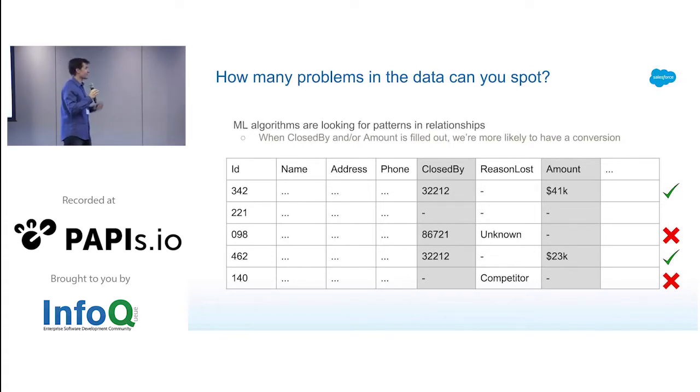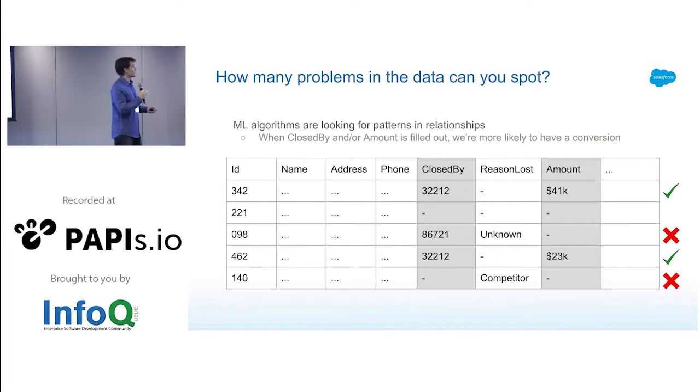But the machine learning algorithm, at its heart, is just looking for patterns in relationships between the features and the label. Different ones are better at extracting more complicated relationships, I guess. But at its heart, all machine learning algorithms are doing that.